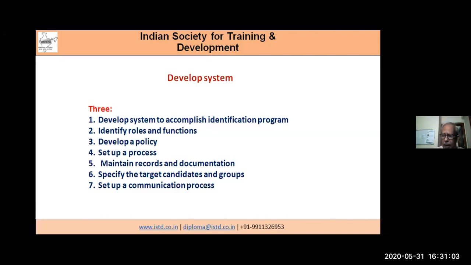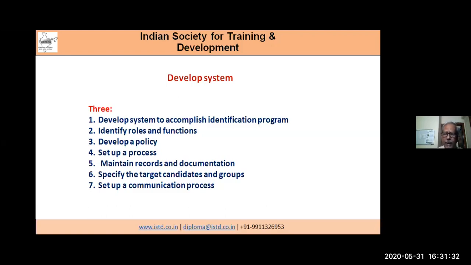Specifying the target candidates and groups. In that system also, there should be a continuous system of specifying the target candidates. What are the candidates who are targeted? Maybe outside, maybe inside. And the groups of people. We are getting the groups of potential candidates, maybe from a university or from any other organizations. What are the places from where we are going to get people? So specifying this target candidate is also a part of the system.